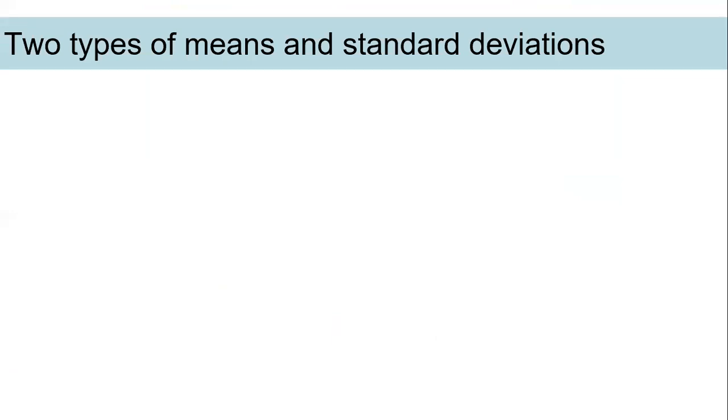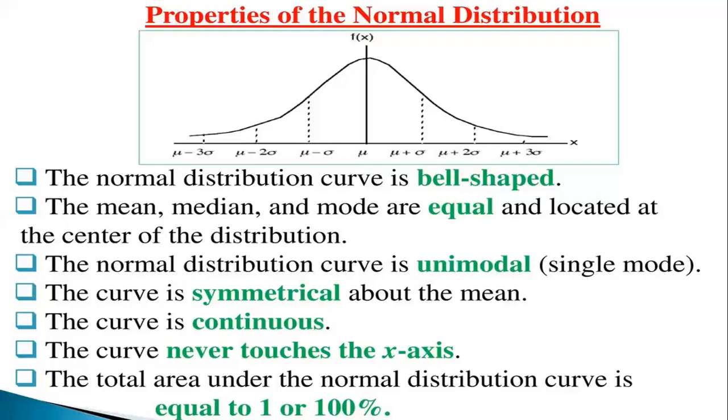There are two types of means and standard deviations. But before I proceed to that, I forgot to tell you that in here, you have your mean, and as you go to the left, you are actually subtracting your standard deviation. So you see, your mean is mu, your standard deviation is this sigma. If you go to the left, you subtract the standard deviation or sigma.